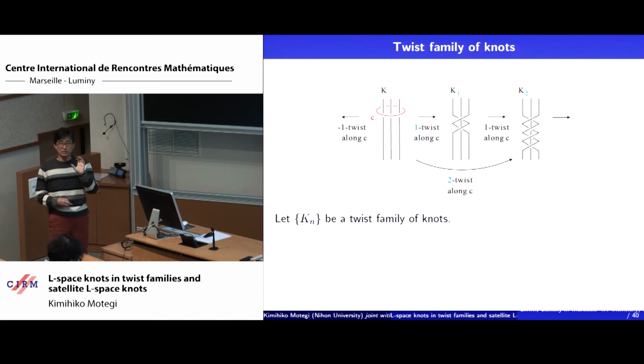And if twisting in the opposite direction, we obtain K_{-1} and so on. In this manner, we obtain an infinite family of knots. And we call such a family a twist family of knots.